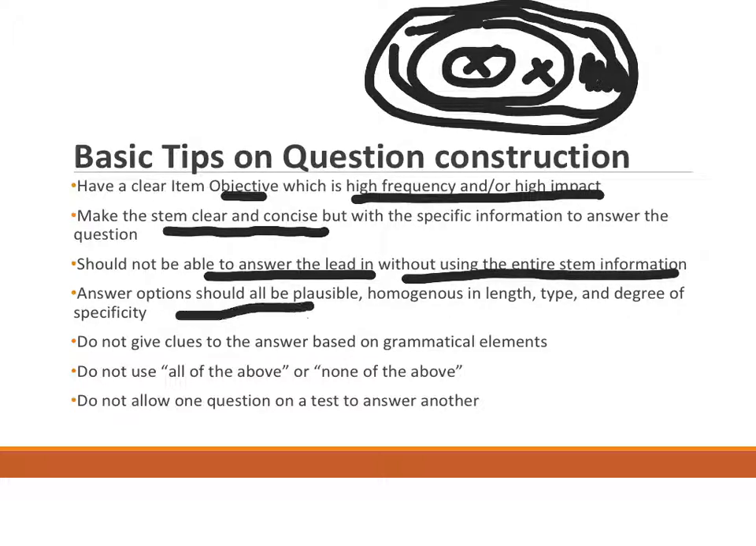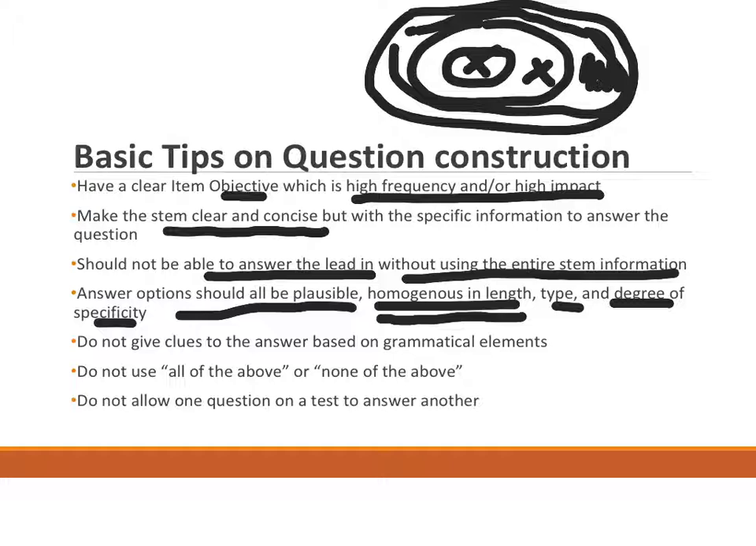Answer options should all be plausible, homogeneous in length, type, and degree of specificity. So we don't put in test questions with distractors that are clearly not right, because students will just go and cross those off. There's really no point of asking it. All the distractors should be plausible. There should be clearly the right answers are right and the wrong answers are wrong, but all of them should be plausible. Homogeneous in length means you don't make the right answer longer than the others, and this is very commonly done.